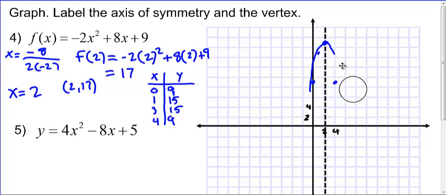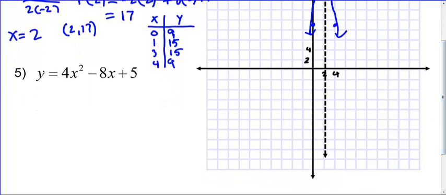Not the best looking graph that I've ever drawn. We'll try to clean that up and we'll roll with it. That's not spectacular, but it is the right idea. Should look something like that. All right, let's go on to the next one, number 5.